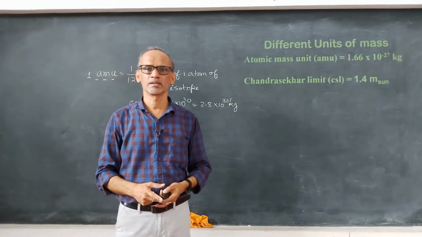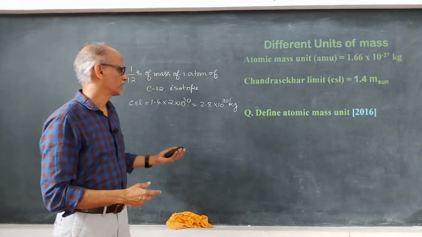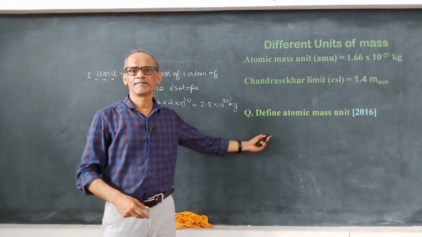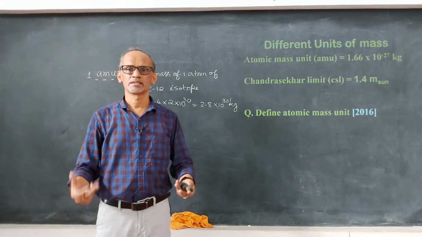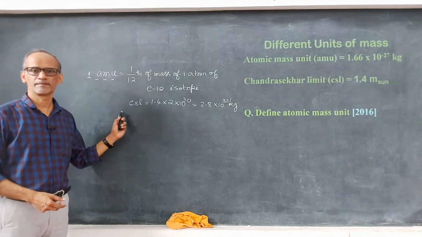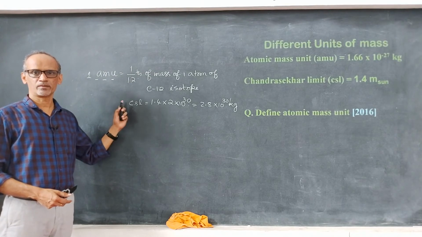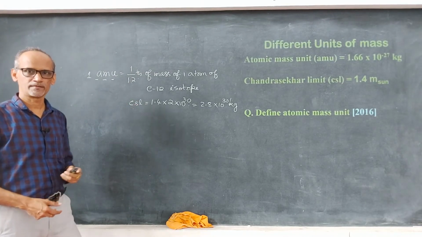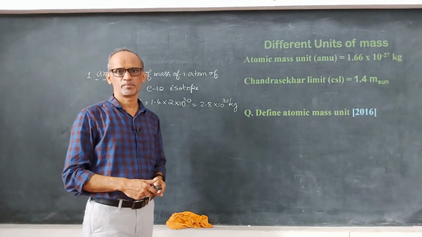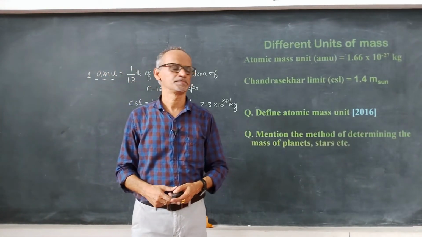The largest unit of mass used is CSL, which is the Chandrasekhar limit. And a question from the exam: define atomic mass unit, which appeared in the year 2016, and just now I have told you the definition. So, how do we define 1 atomic mass unit? 1 atomic mass unit is defined as 1/12 of the mass of 1 atom of carbon 12 isotope. It is a 1 mark question.